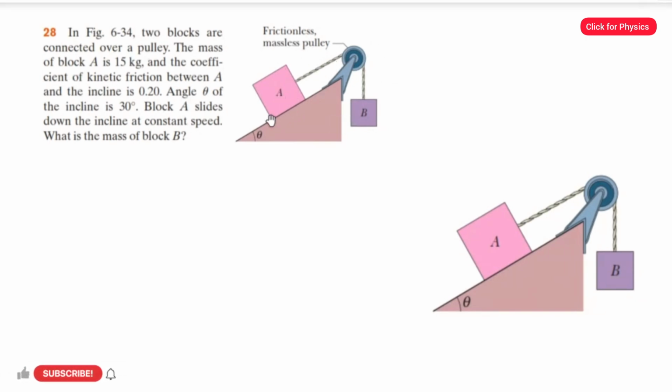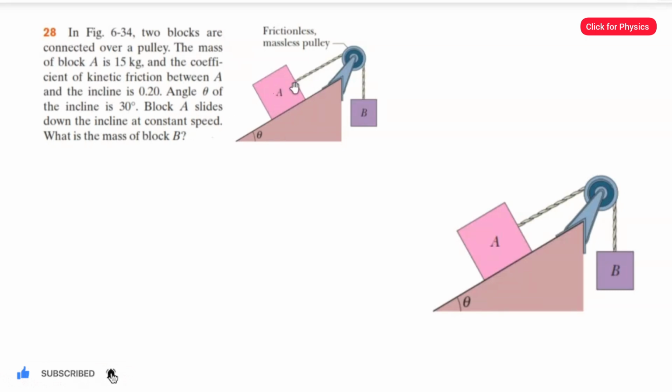Block A is kept on the surface of the incline, so there will be friction between the surface of block A and the incline. They gave the value of the coefficient of kinetic friction as 0.20, and this incline is kept at an angle of 30 degrees. The most important thing they mention here is that block A slides down the incline at constant speed.